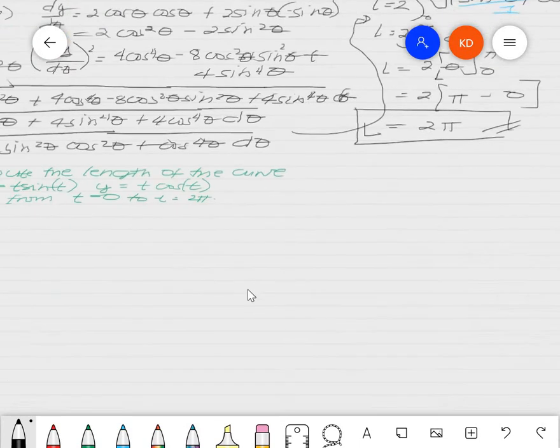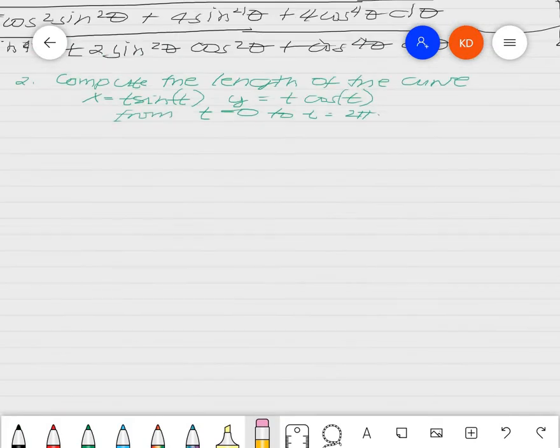Now let's move on to the second problem that we have. So let's have number 2. Let's try to compute the length of the curve x equals t sine t, y is equal to t cosine t, from t equals 0 to t equals 2 pi. So we have here the parameters and our limits, so we don't need to draw. We have to find the value of the length of this parametric curve.